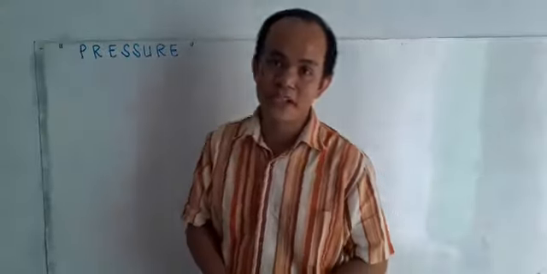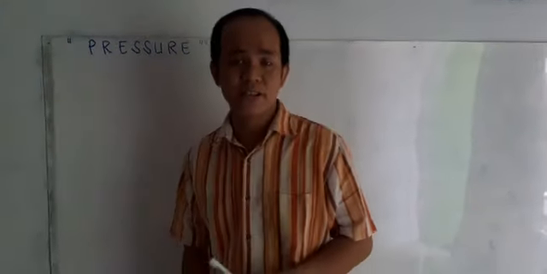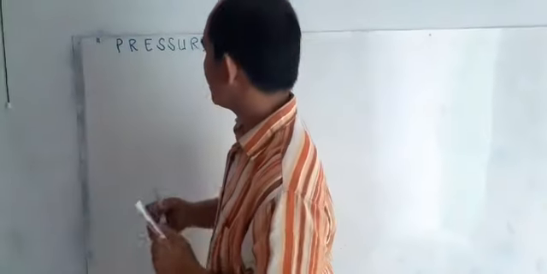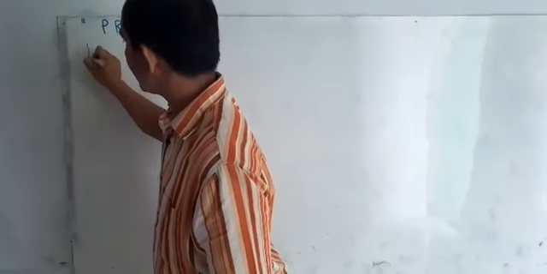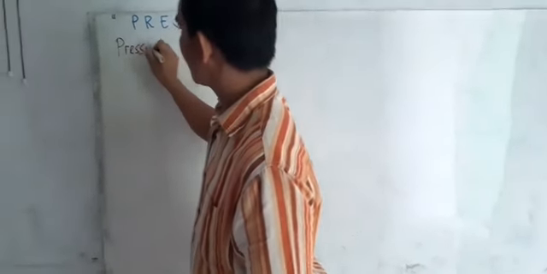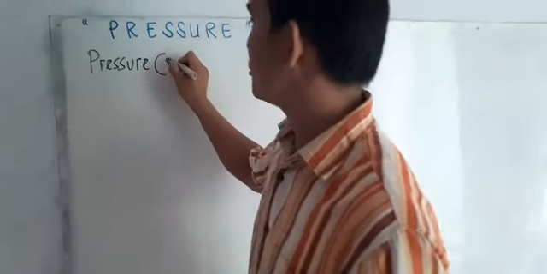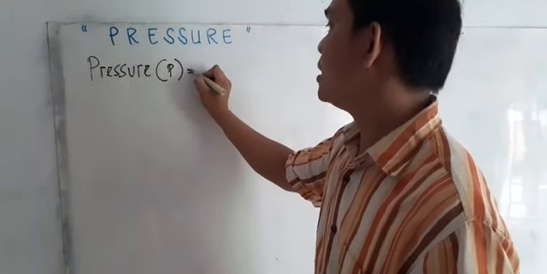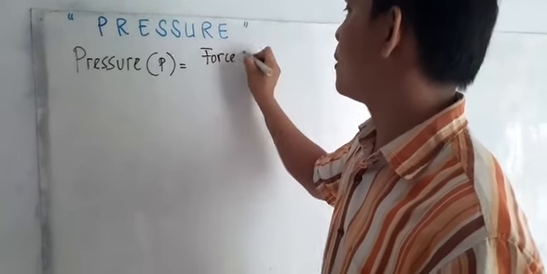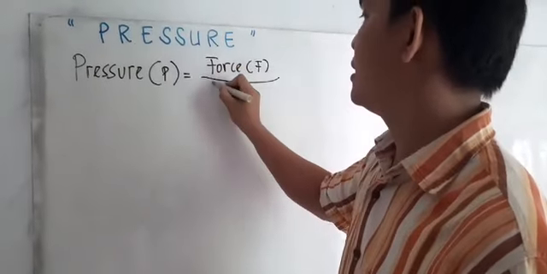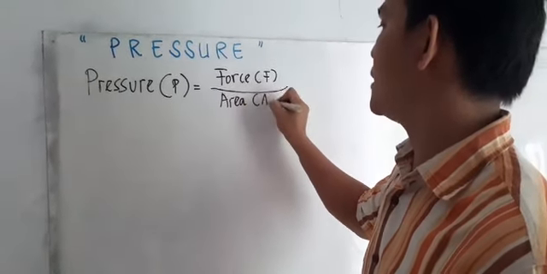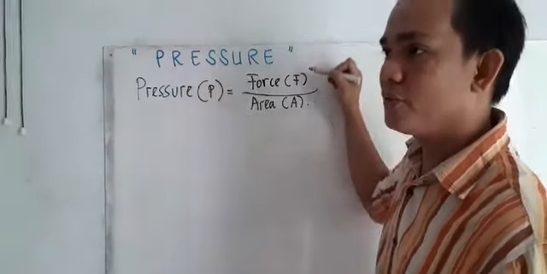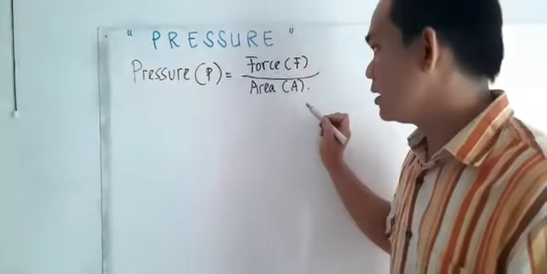We are going to learn about pressure. What is pressure? Pressure is the force divided by the base area of an object. So I write here that pressure, or P, the first letter of pressure, is equal to force, or F, divided by area, or A. Here we are talking about force, which is the gravitational force of an object.